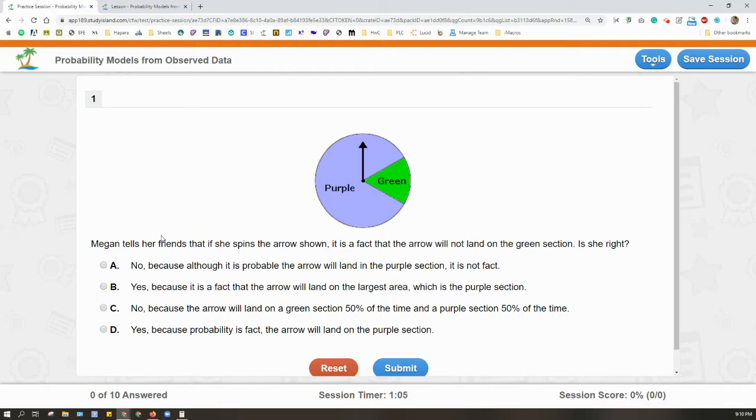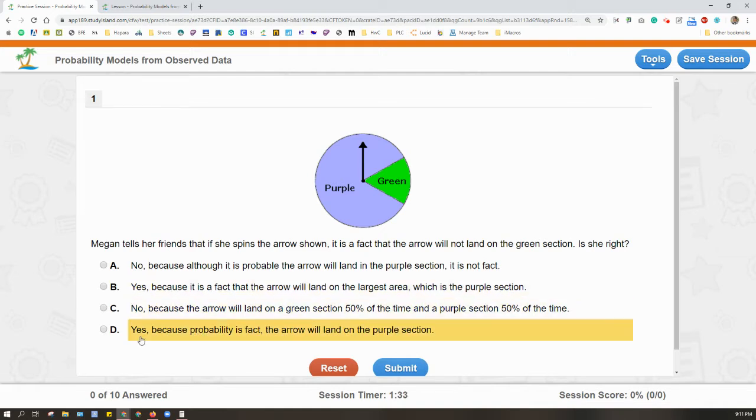So Megan is wrong. So let's find the answer that says that Megan's wrong. A says no, because although it is probable the arrow will land on the purple section, it is not a fact. B says yes, because it's a fact the arrow will land on the largest area. C says no, because the arrow will land on the green section 50% of the time, and the purple section 50% of the time. And D says yes, because probability is fact.